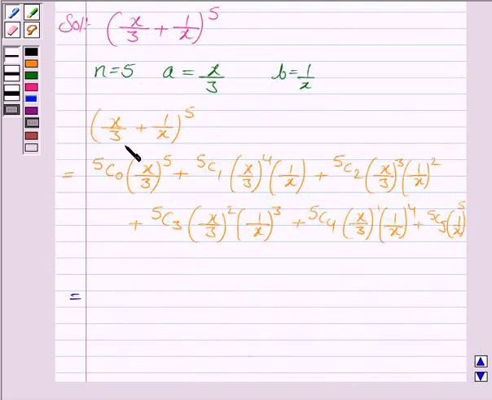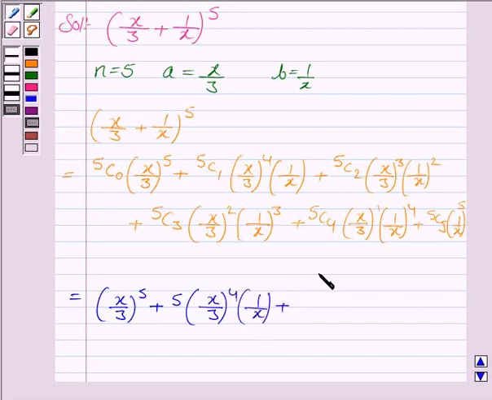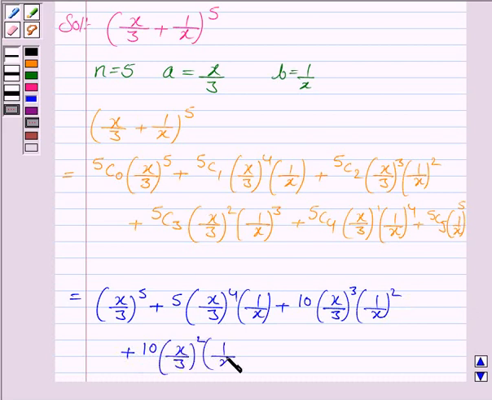Again, this is equal to, 5C0 is 1, so the first term is (x/3)^5, plus 5C1 is 5, so the second term is 5 into (x/3)^4 into 1/x, plus 5C2 is 10, so the third term is 10 into (x/3)^3 into (1/x)^2, plus 5C3 is 10. So the fourth term is 10 into (x/3)^2 into (1/x)^3, plus 5C4 is 5. So the fifth term is 5 into x/3 into (1/x)^4, plus 5C5 is 1. So the last term is (1/x)^5.